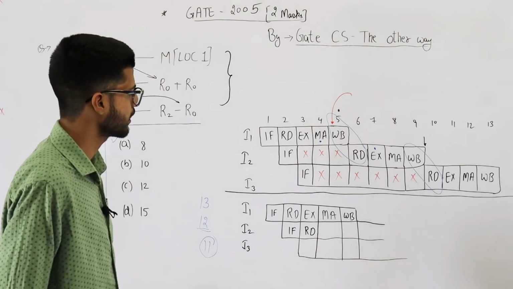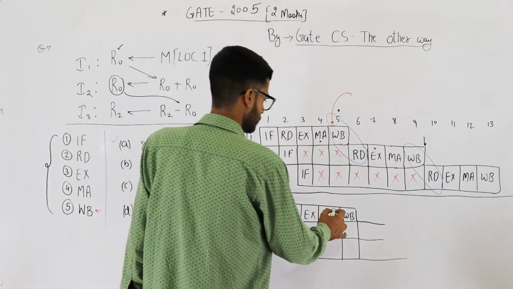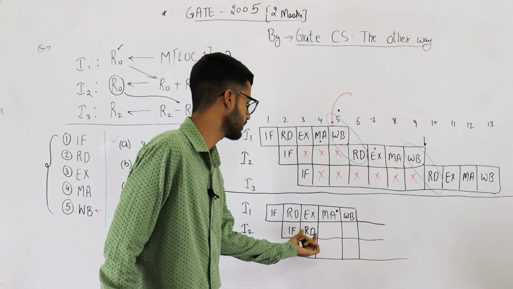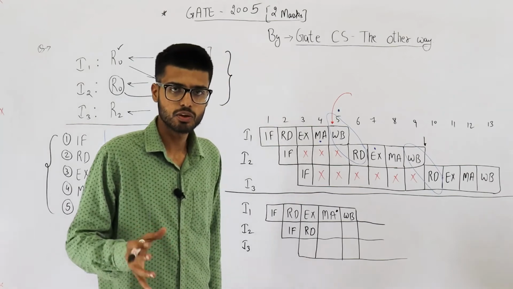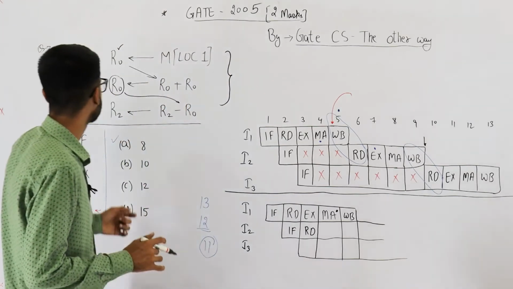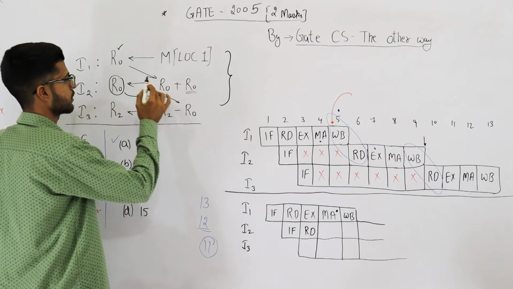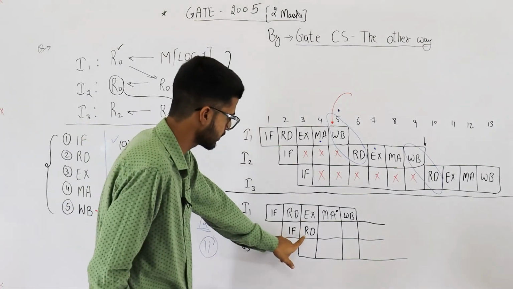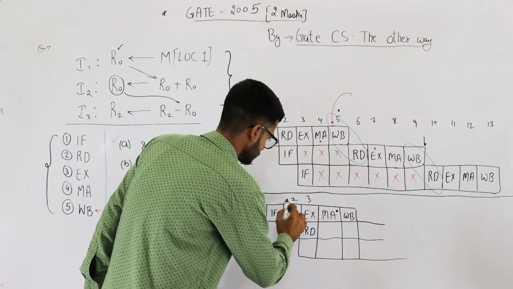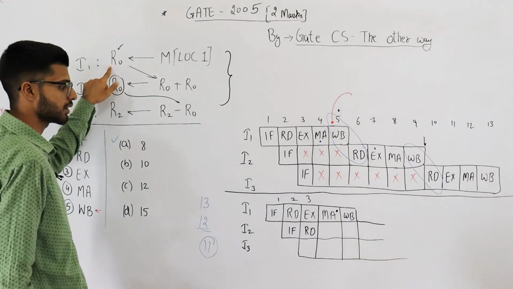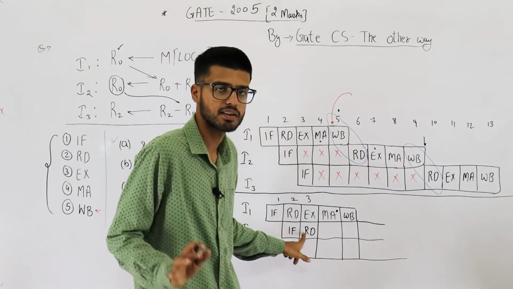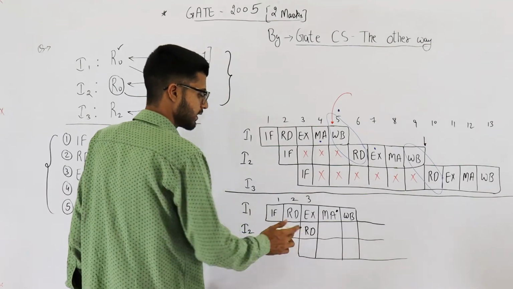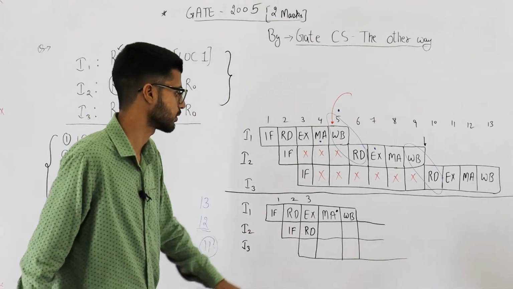Because the operand is only available here, whatever operand is fetched by this RD stage, RD is going to read the register, and it is going to read this register R0 because this value is required. But currently in this third clock cycle, R0 has not been updated. So it is going to read the old or stale value. That means the value read here is wrong. Mind it, the value is wrong.